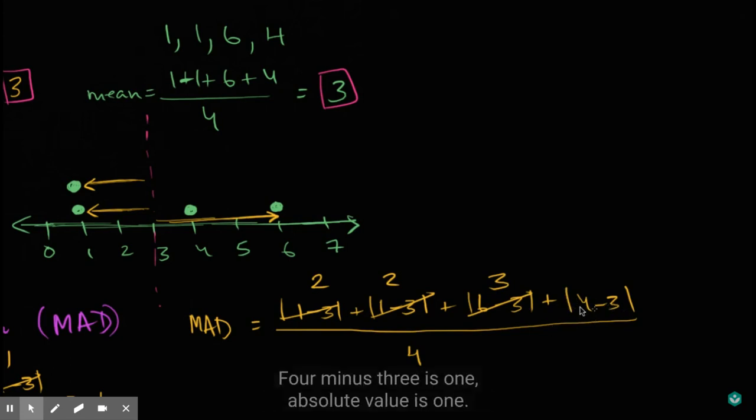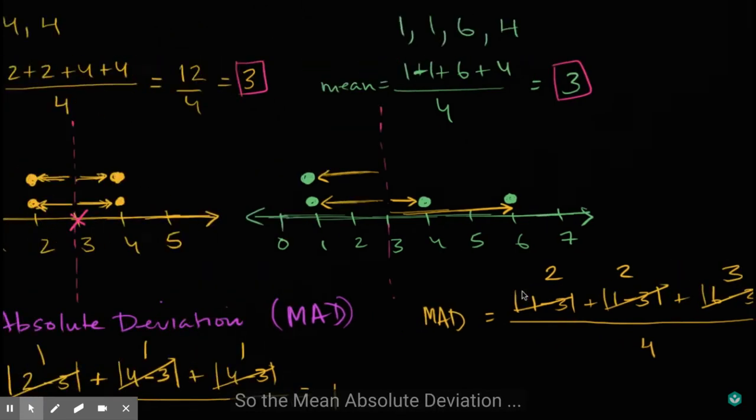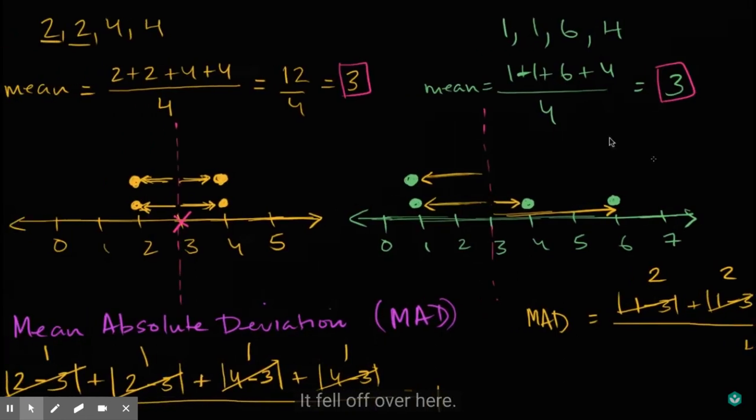4 minus 3 is 1. Absolute value is 1. And we see that it is 1 to the right of 3. And so what do we have? We have 2 plus 2 is 4, plus 3 is 7, plus 1 is 8, over 4, which is equal to 2. So the mean absolute deviation, let me write it down, it fell off over here.